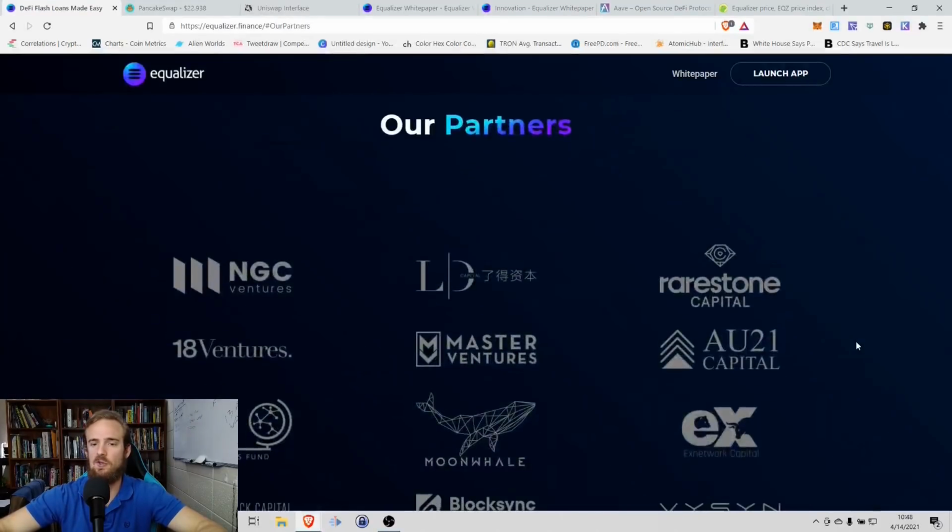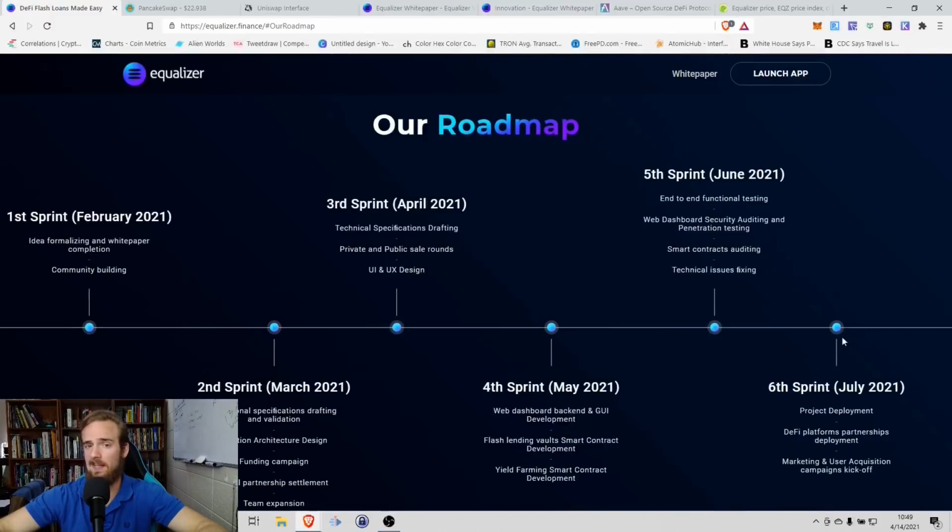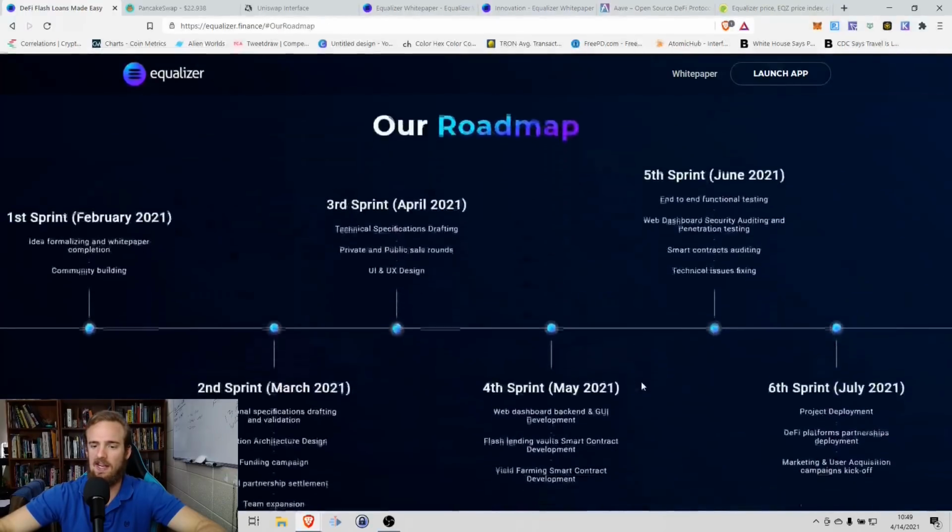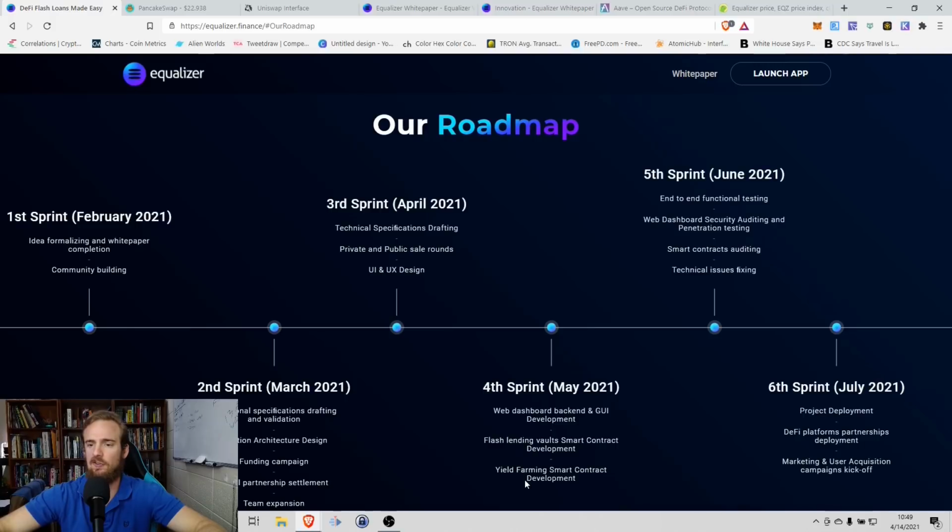So with that being said, I did want to briefly cover the roadmap and some of their partners. So right now, we are currently in April of 2021, which is the technical specifications drafting, public and private sale rounds, and really working on that user interface design. As we move into May, we're going to be looking at a web dashboard, backend and GUI development, flash lending vault, smart contract developments, yield farming, smart contract developments. And then by June, we're doing end-to-end functional testing. And what we're really looking at here is a launch date of July 2021 for that project deployment.